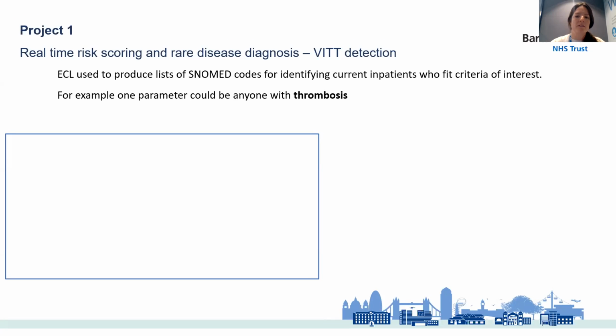As part of this, one of the diagnostic criteria is any patient who comes into the hospital with a thrombosis. To pick this out, we needed to use ECL to scan through any of the SNOMED coded lists to identify patients who fit the criteria of interest.